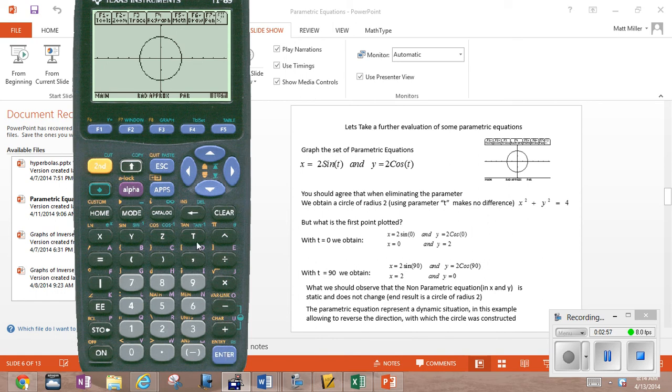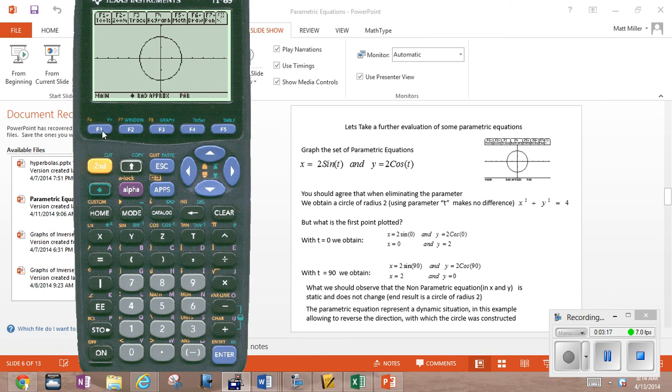Now let's do this again. Graph that, and you see that it graphs the same way as our unit circle. It's going to start on the positive x-axis and go counterclockwise. That should be of no surprise.